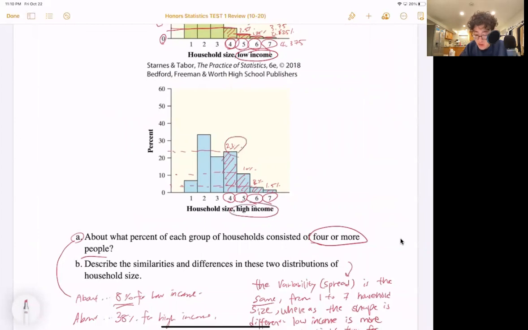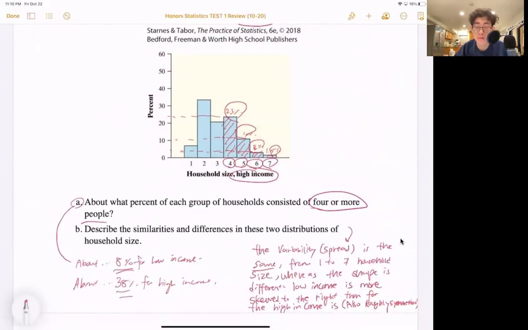And for the high income, if you add up all of these numbers, just eyeballing the percentages, I said about 38%. Now, am I going to take points off if it's not exactly 8 or 38%? No. If it's similar, I'm going to give it to you. Let's say you told me it was 83%. That's completely not true. So just watch out for those crazy numbers and you should be good.